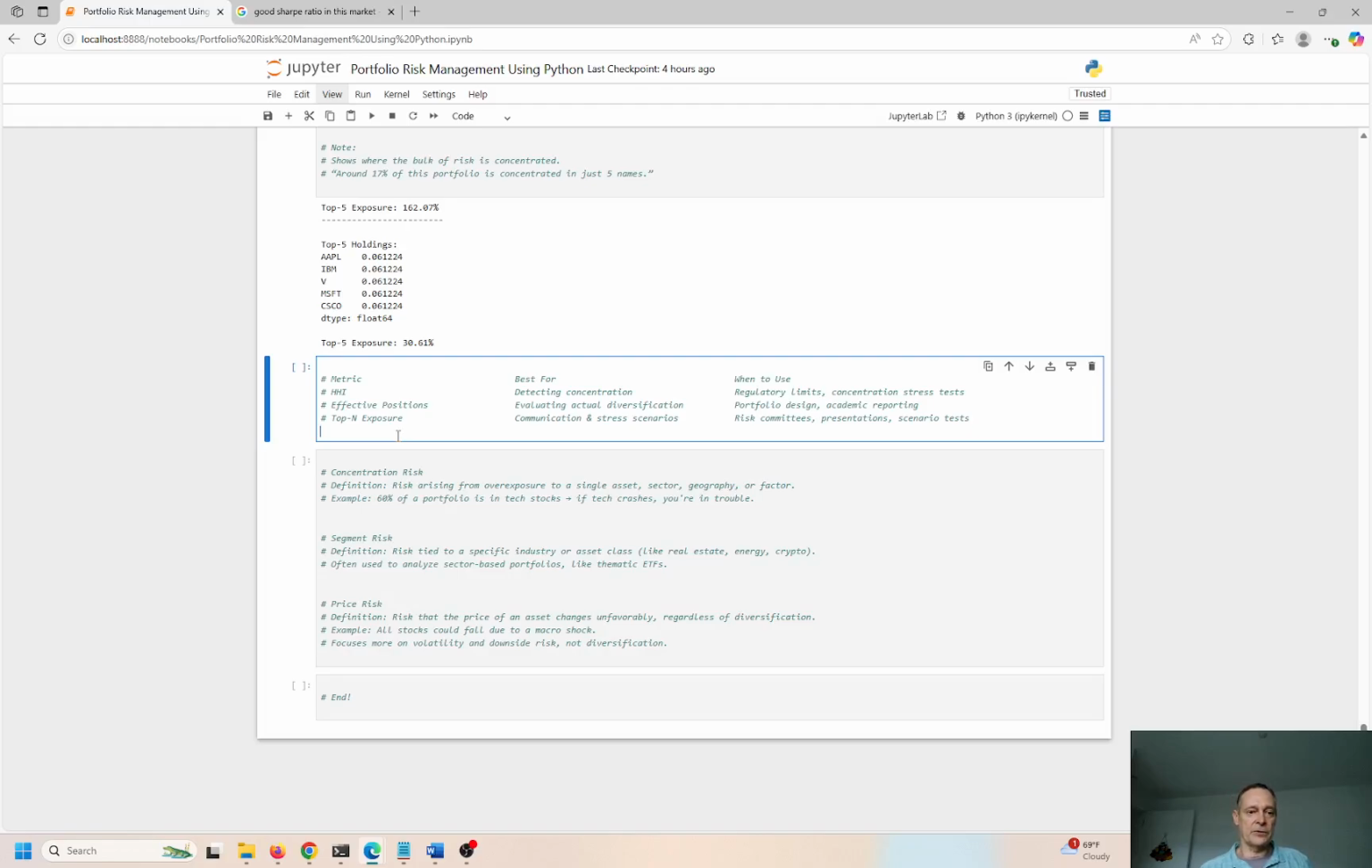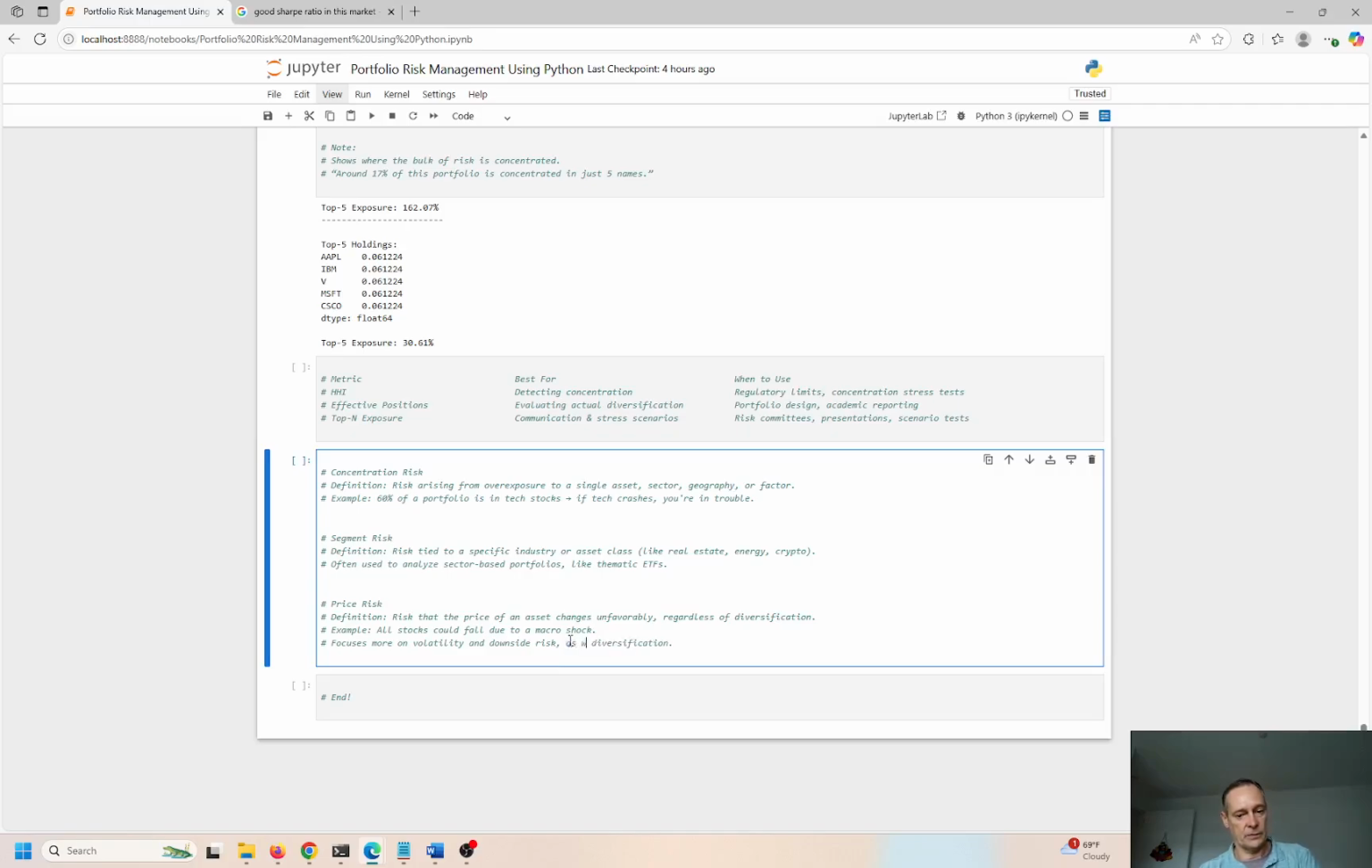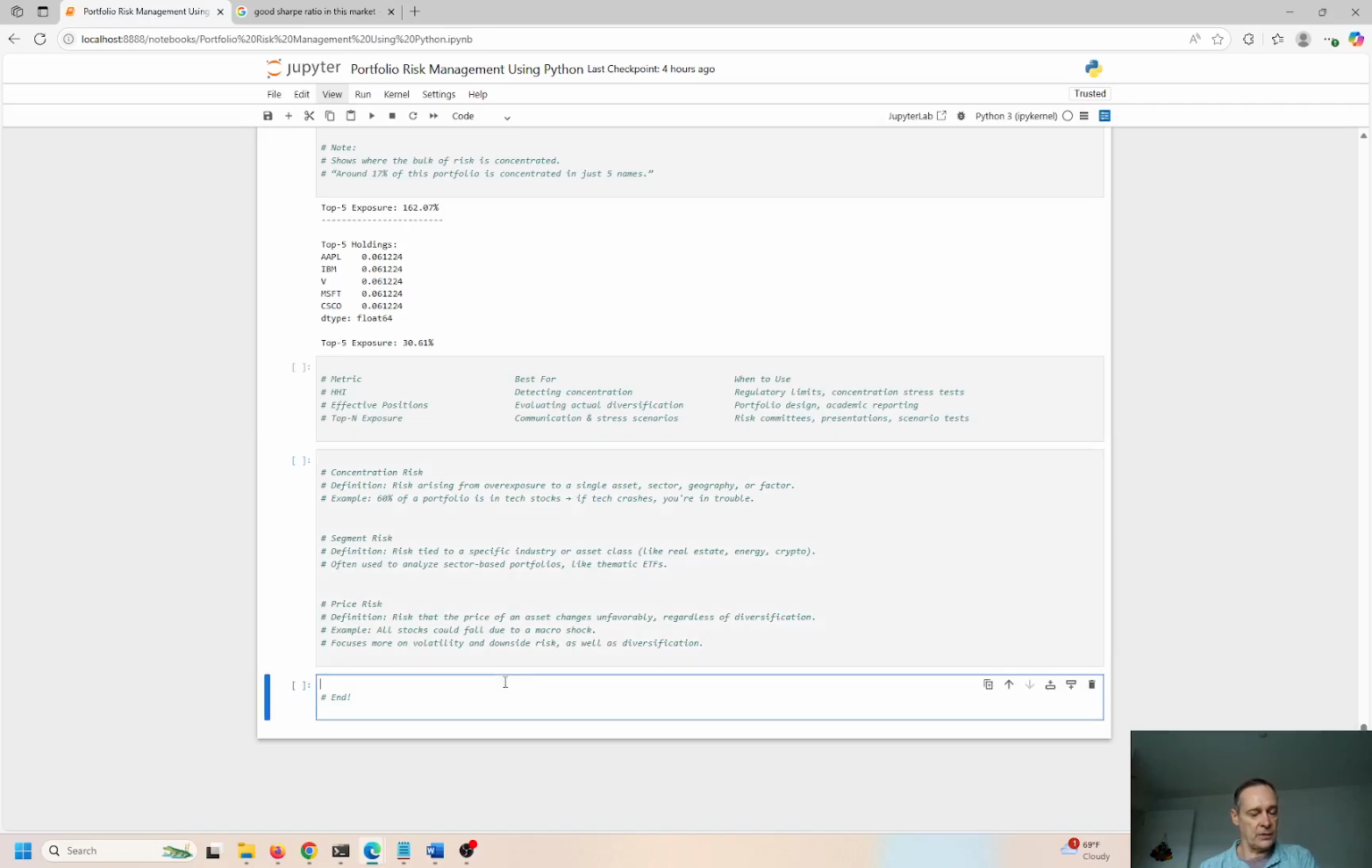And again, just to close out here, we always try to focus on volatility and downside risk, as well as diversification. Okay, so these are all important items to be aware of. Okay, so that pretty much does it. I'm going to save my change here.